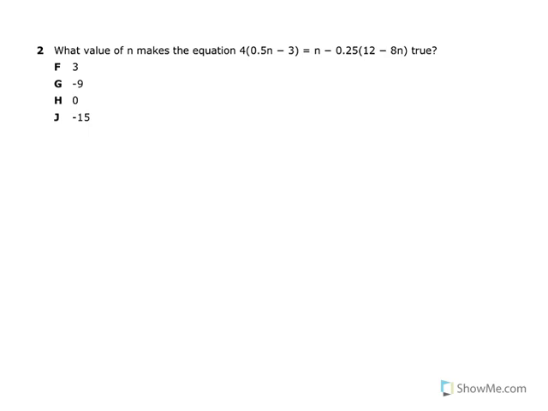This one's multiple choice. What value of n makes the equation true? That's just another way of saying solve for n. Okay, so now you notice both sides have distributions, so we're going to have to be careful here. Okay, so the first, 4 times 0.5n is 2n.